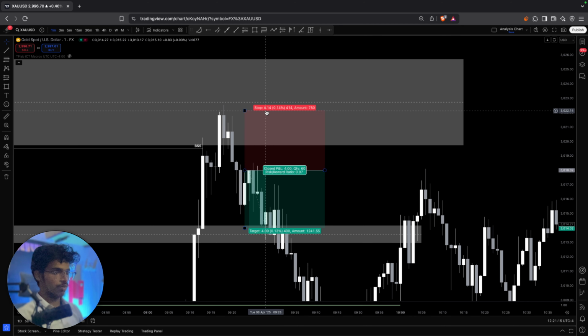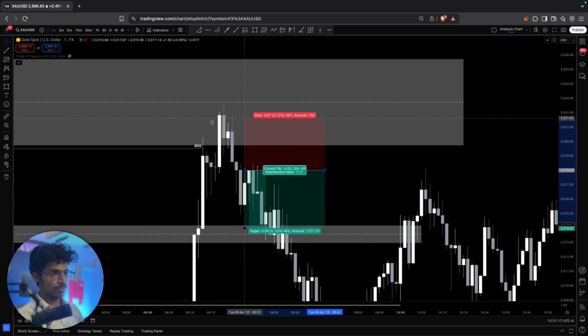So now I put my stop loss at the high of this white candle. You can see the high of this white candle. This is what I set as a stop loss.